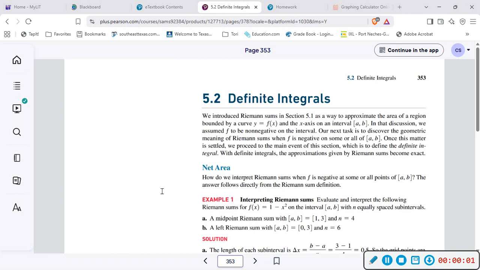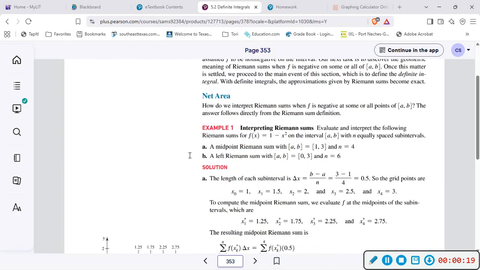All right, today we're going to be looking at section 5.2, definite integrals. Before now, we were trying to find the area under a curve and focusing on the positive result, but sometimes those functions do go below the x-axis. So we are now looking at finding the net area.